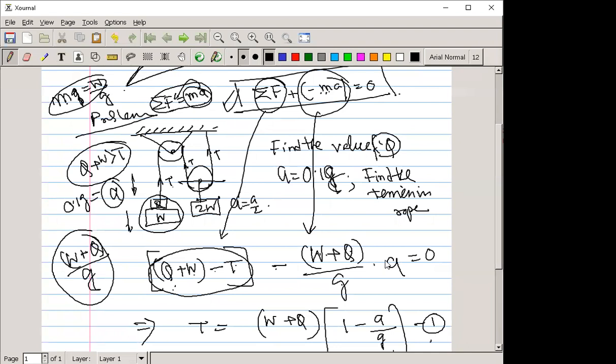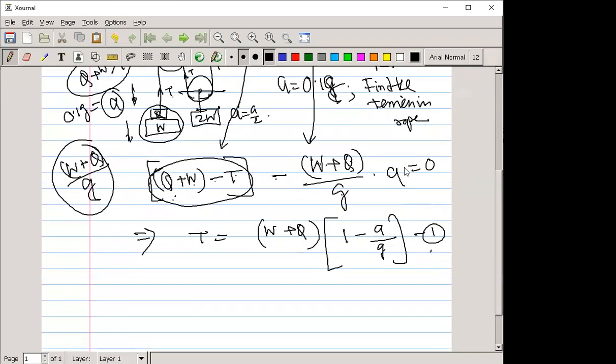Next is for body Q plus W. Now if we consider 2W, this body we are talking about, on the other side. For that, if we write in a similar way, what can we write? 2W is in the upward direction. If one goes downward, obviously the opposite side goes upward.